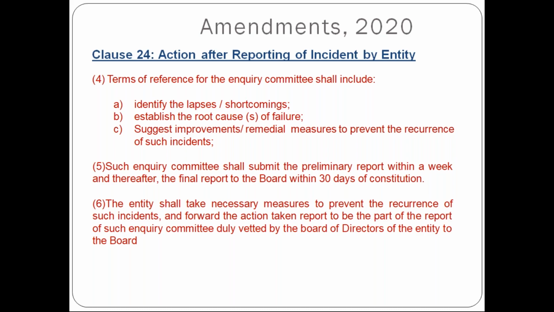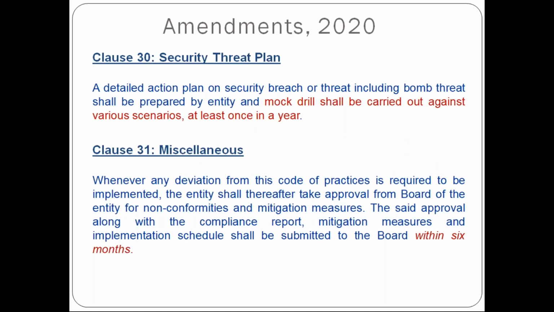Security threat plan: this is also a requirement that the security threat plan be made as a part of overall emergency planning. Like bomb threats, drone attacks, all those security threat assessments are to be done, and all scenarios included in the planning. Then definitely mock drills of various scenarios are to be done once every year, so that the persons are aware how to address security-related emergencies or threats.